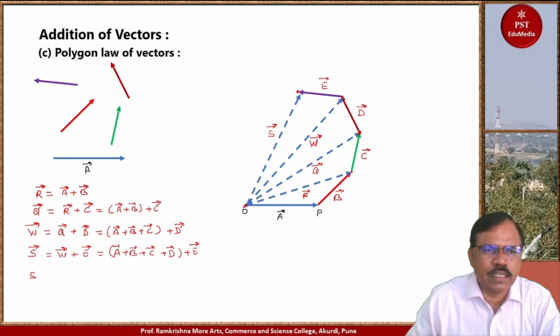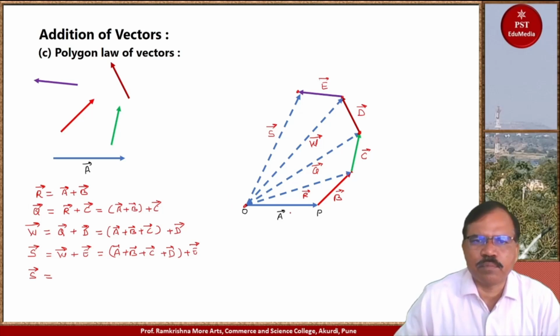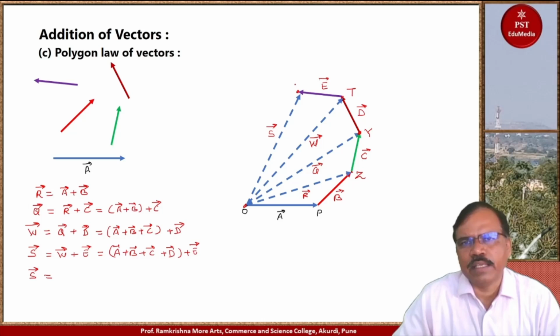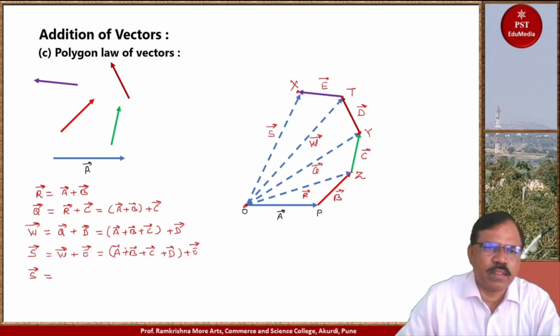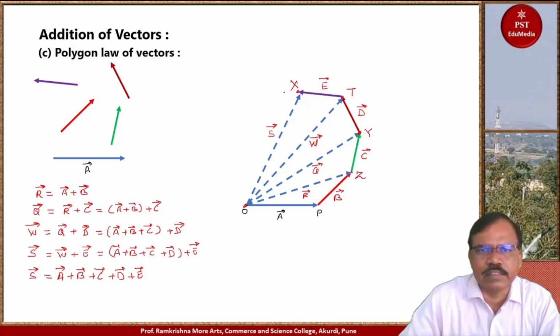So see here, the resultant addition of a number of vectors is given by the polygon law. These are, so you can give points here: O, P, Z, Y, then you can take here T, and here X. So these are polygons. So here the resultant is what? Vector A plus vector B plus vector C plus vector D plus vector E, and the resultant is this one.